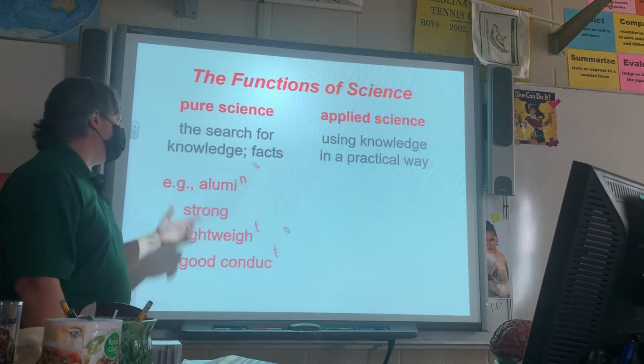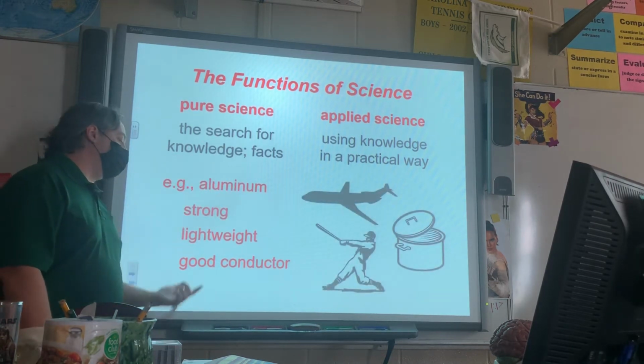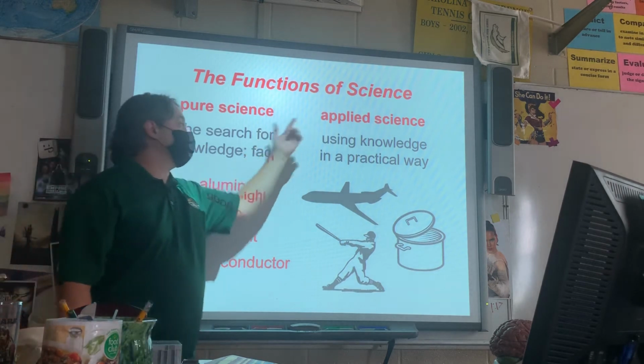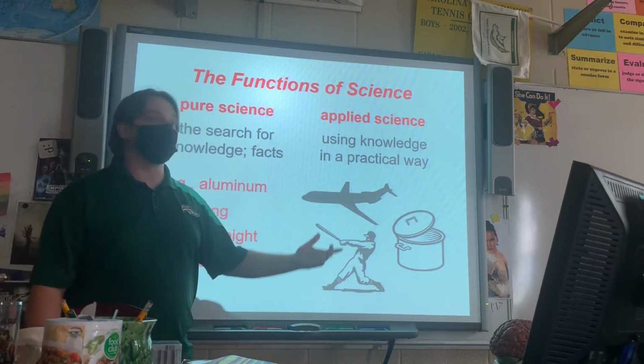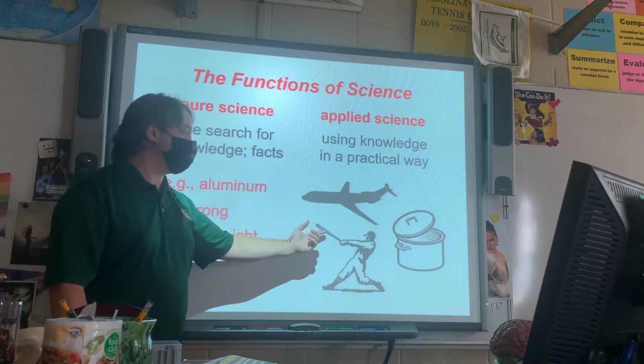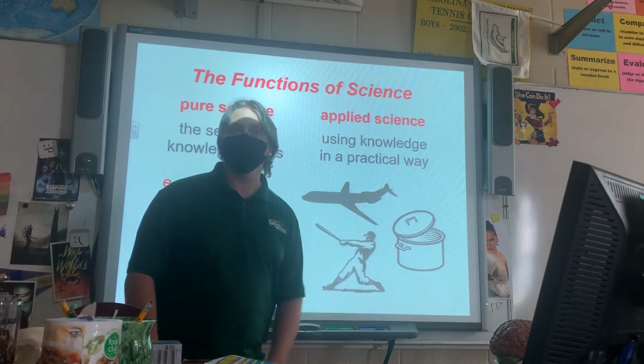So for example there, I used oxygen. This example is aluminum. Aluminum is strong, lightweight, good conductor. That's the pure science. The applied science is, since it's strong and light, I'm gonna make airplanes out of it. I'm gonna make baseball bats out of it. Since it's a good conductor, I can make pots and pans out of it.